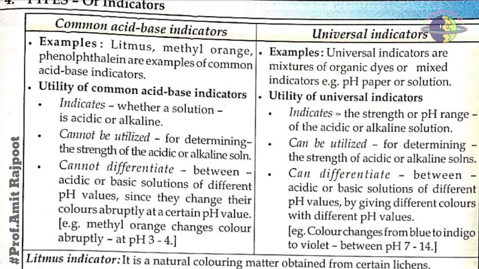Whereas universal indicators indicate the strength, the pH range, of acidic or alkaline solutions, and can be utilized for determining the strength of acidic or alkaline solutions. They can differentiate between acidic or basic solutions of different pH values by giving different colors with different pH values. Examples are color changes between blue to indigo to violet.